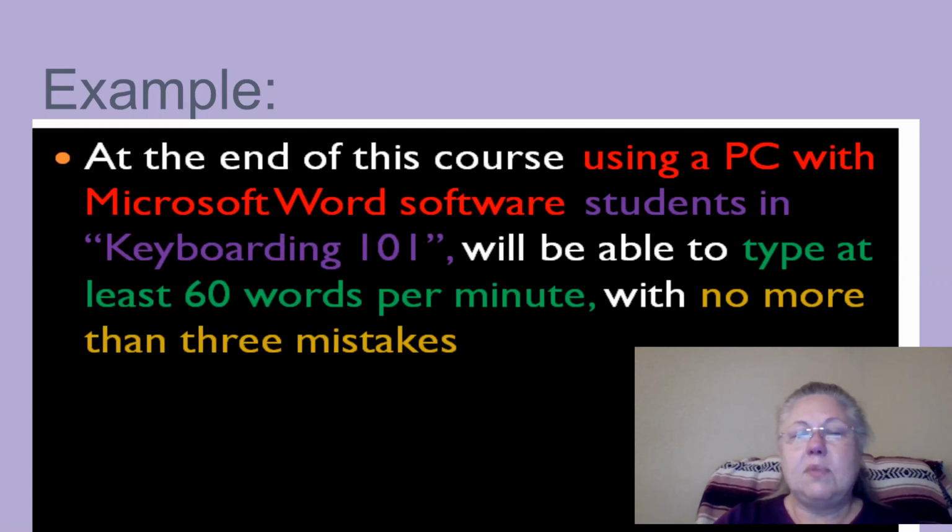Okay. What is our behavior? Well, our action verb, type. What are they typing? At least 60 words per minute. And then what is our criteria or degree of mastery? No more than 3 mistakes.